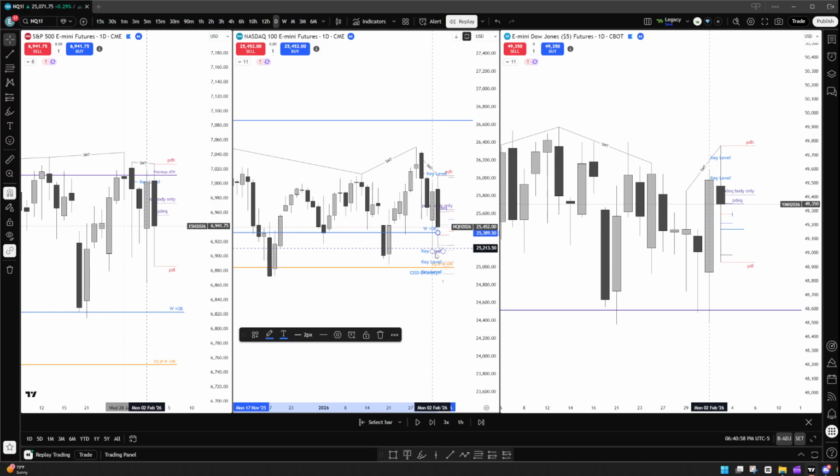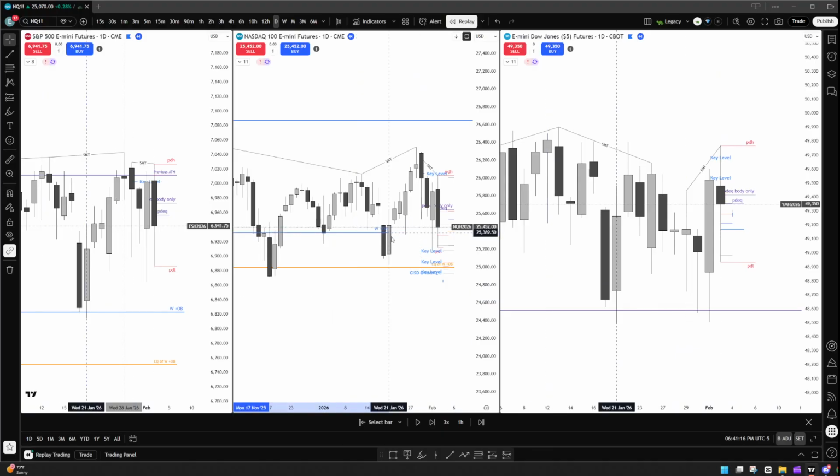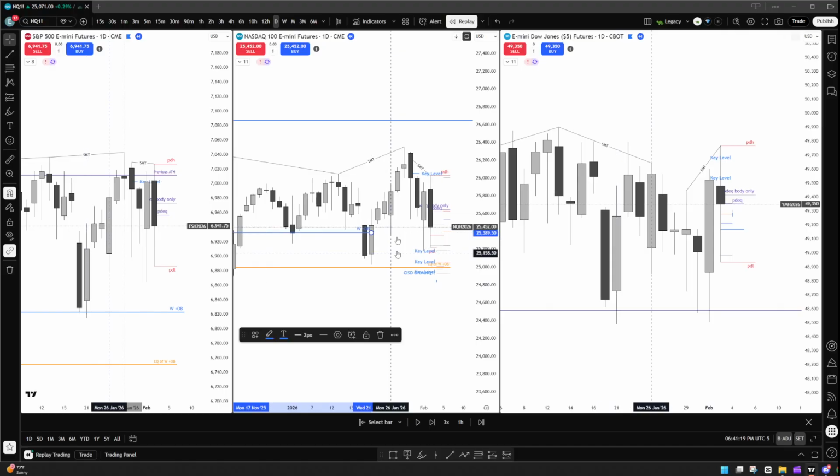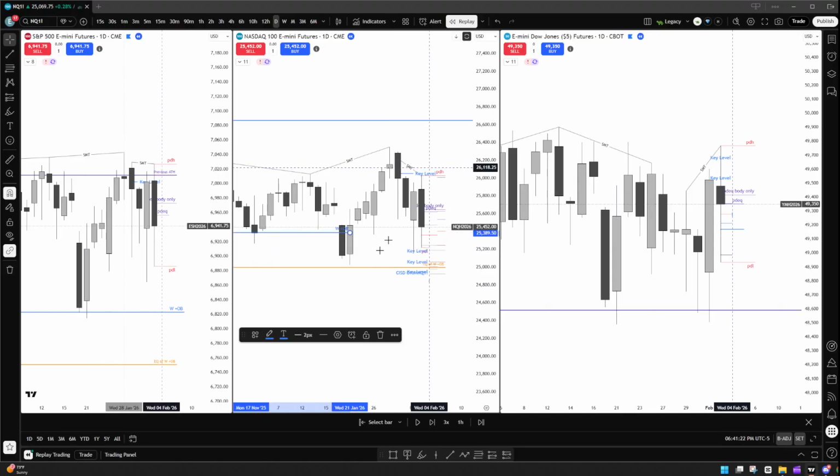So even though we had a break in structure here in a CSD for lower, because I was watching YM as the leading asset, I believe that we were just coming back into a deeper retracement in order for YM to then expand. So that's what I was kind of looking at going into today, but I wasn't really sure because we've had such aggressive price action over the past 2 days. I wasn't really sure what to expect today.